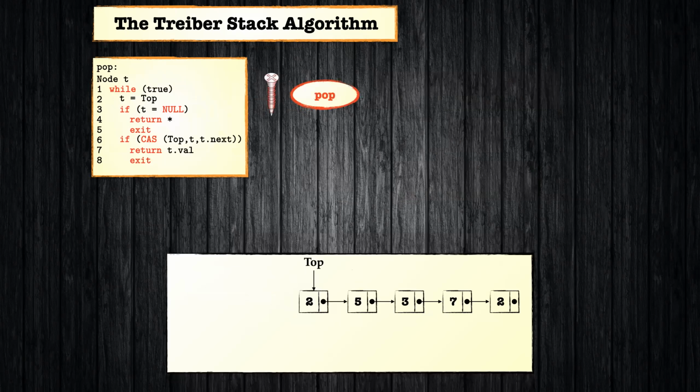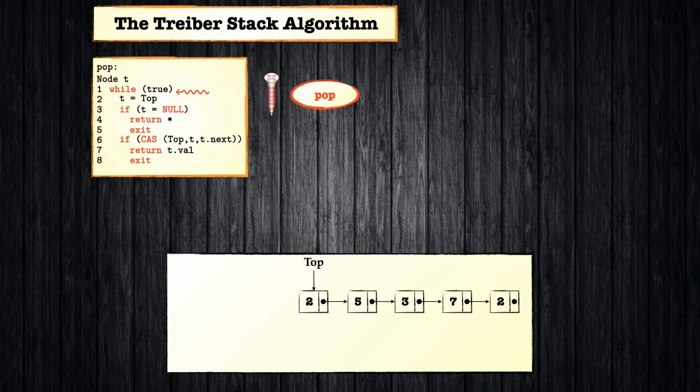So for the pop operation, it's in principle similar. What you do is a while loop, and then you identify the top element of the stack and check whether the stack is empty or not. Because remember, for pop operations, we have two possibilities. Either the stack is empty, in which case we return the star constant, or it's not empty, in which case we return the topmost element of the stack.